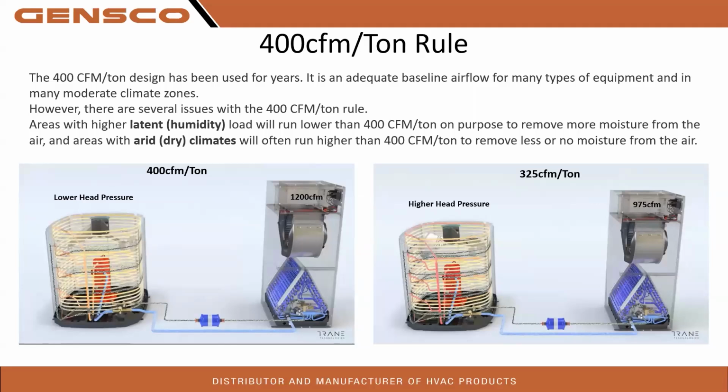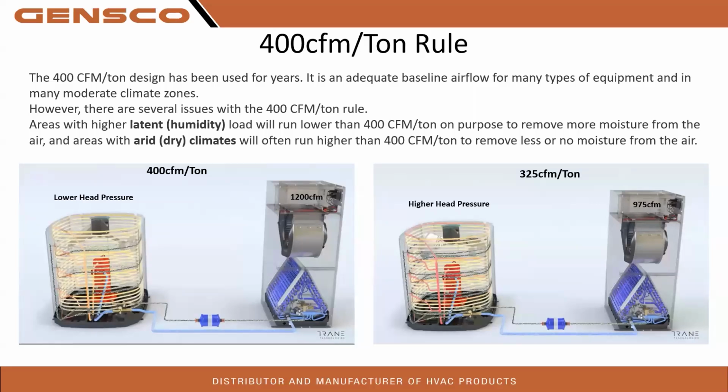So in that case, you'll need to be running a higher CFM per ton due to the reduced capacity at those load conditions. So areas that have higher latent heat loads, higher humidity loads, they'll run lower than 400 CFM per ton on purpose to remove that moisture from the air.